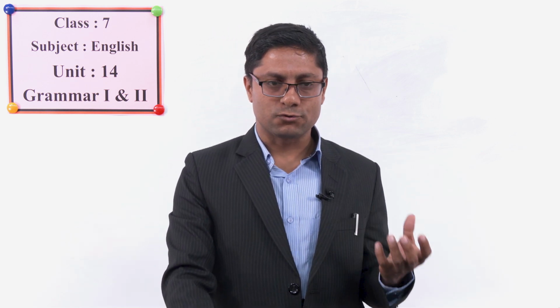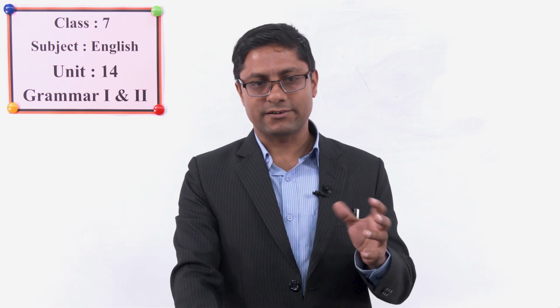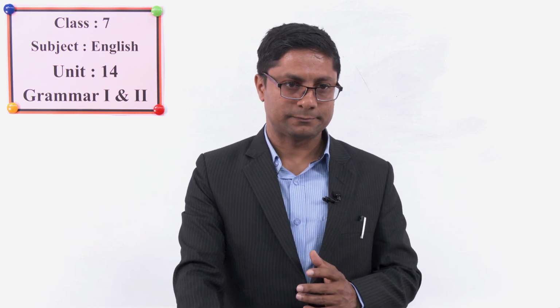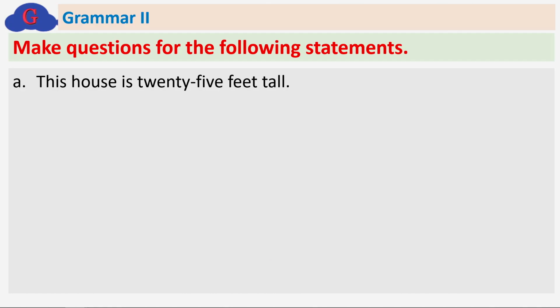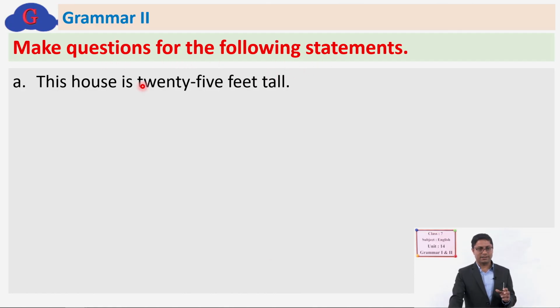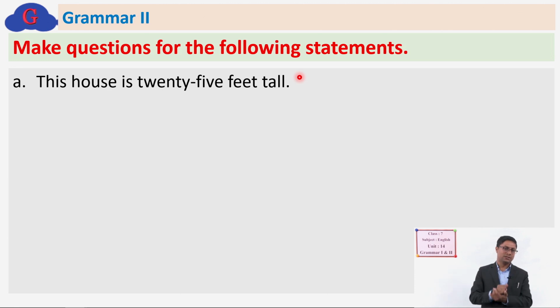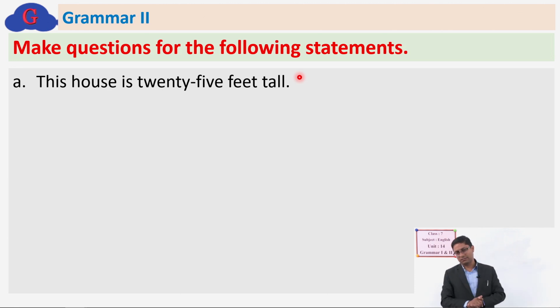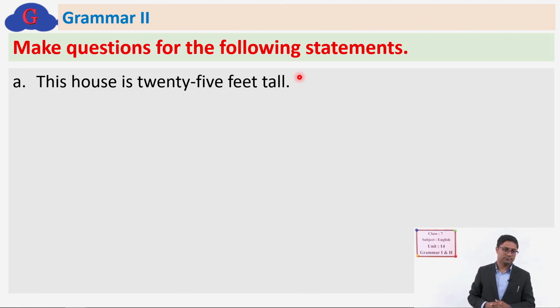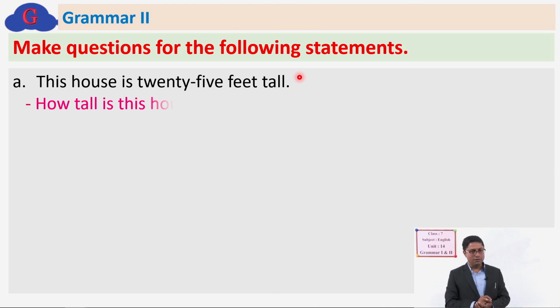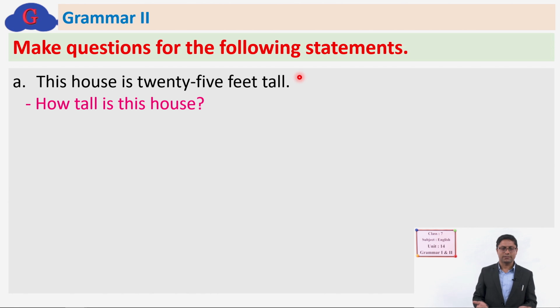Okay, that you have to practice. Right? They are not in your textbook. Let's see those questions. See there, you need to make questions for the following statements. There are statements and you need to make questions. For example, there is a sentence or a statement. This house is 25 feet tall. Now you have to ask a question for this statement. What question do you ask? What question do you write here? Okay, very good. How tall is this house? Okay, that's good. How tall is this house?